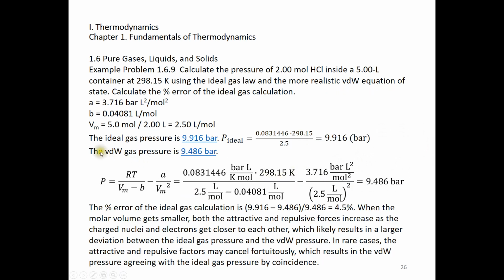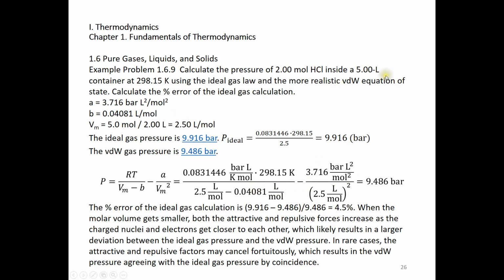And we also calculate the van der Waals gas pressure. Over here we get 9.486. This is the setup of the calculation, but I used Wolfram Alpha to do the calculation. You can see the real gas pressure is lower. That's because the attraction term overweighs the repulsion term.